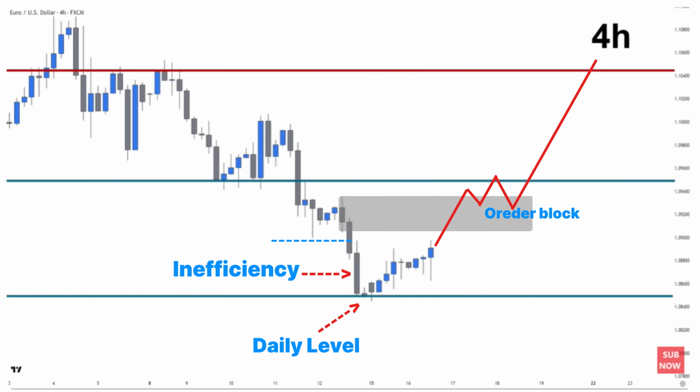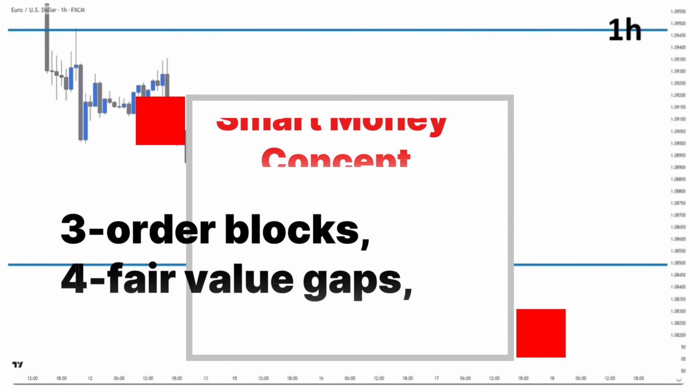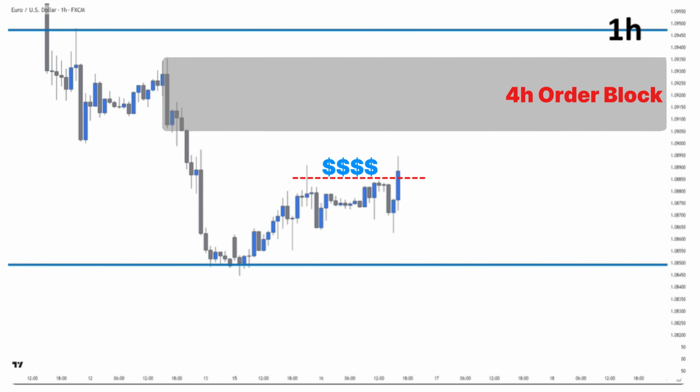Now let's analyze the 1-hour chart. We continue applying smart money concepts, using our 4-hour bias as directional guidance. Price is currently forming liquidity before reaching the 4-hour order block, reinforcing our bearish expectation. Ideally, we want the 1-hour structure to align bearish with the 4-hour chart.